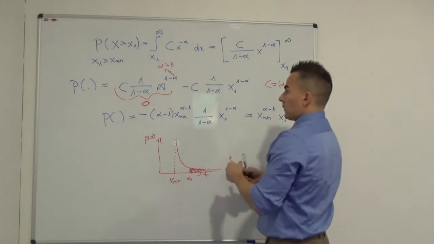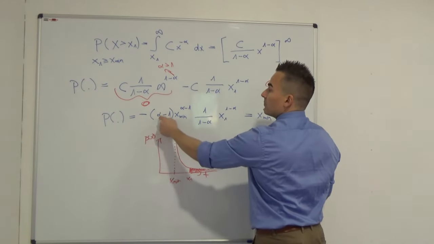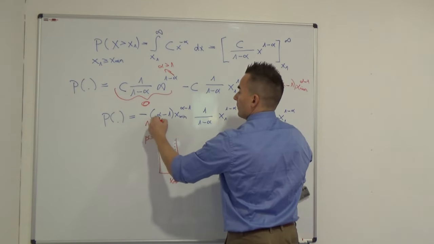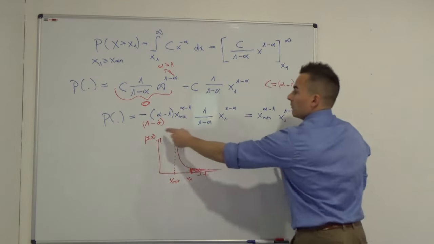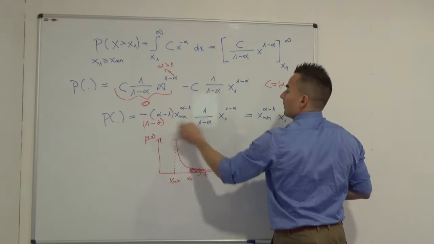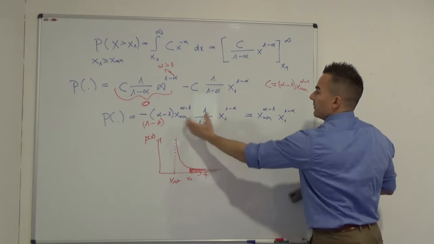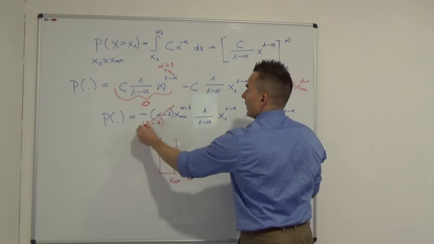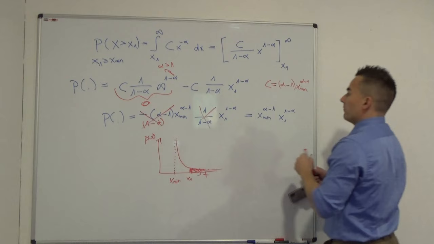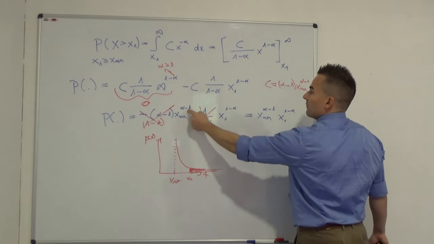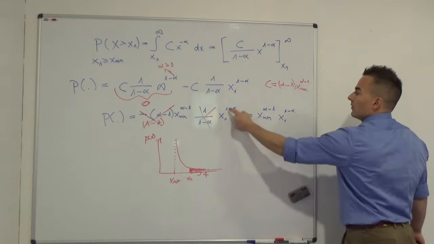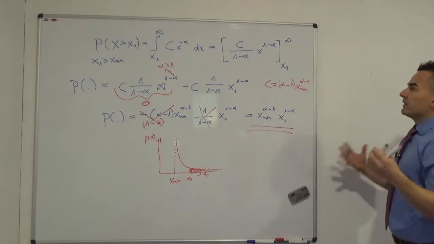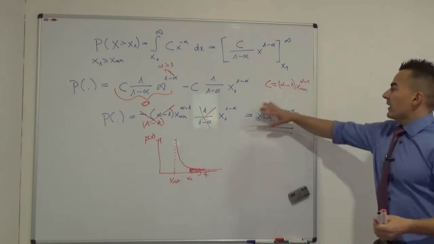And now we can switch the sign here. If we take minus in parentheses alpha minus 1, this is the same as 1 minus alpha. Because this is in the numerator, in the denominator we have 1 minus alpha here, and the second term of the expression, this cancels out. And what remains is then x minimum to the power of alpha minus 1 times x1 to the power of 1 minus alpha. And now we have shown that our cumulative density function is defined as that.